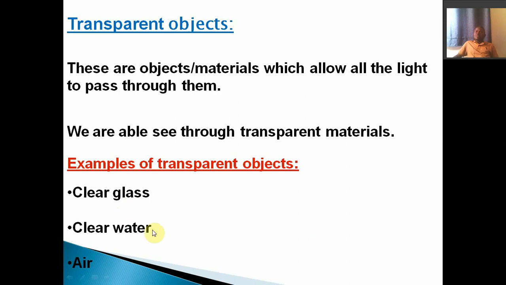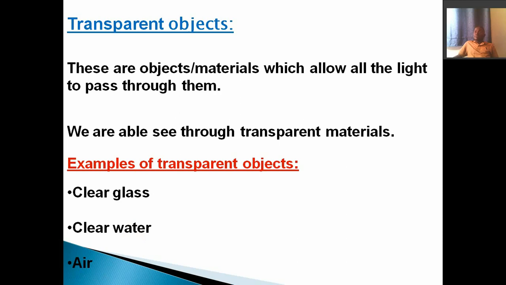Then we have also clear water. Clear water is also a transparent material or object. Are we together? So, take an example. If you go to a swimming pool and you look through clean water, you can see the bottom of the swimming pool, just because clear water is also a transparent object.